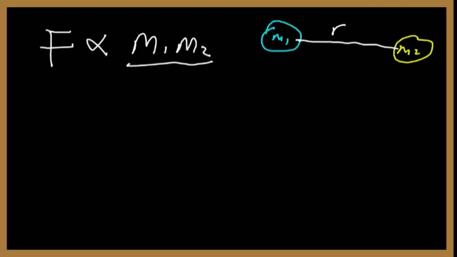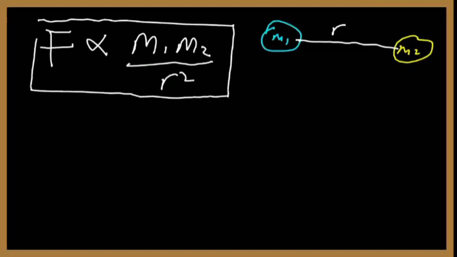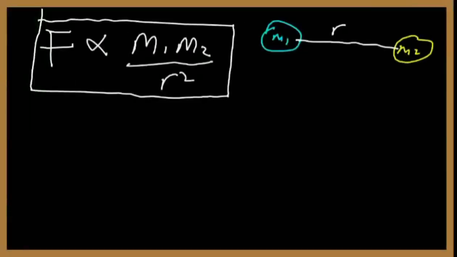the force of attraction is inversely proportional to the square of the distance between them. The distance is r, so it's the square of what? r. So that is it. So this is the statement of Newton's universal law of gravitation. So that is the statement.